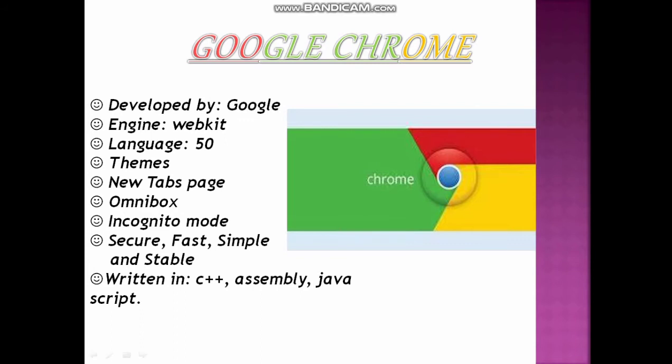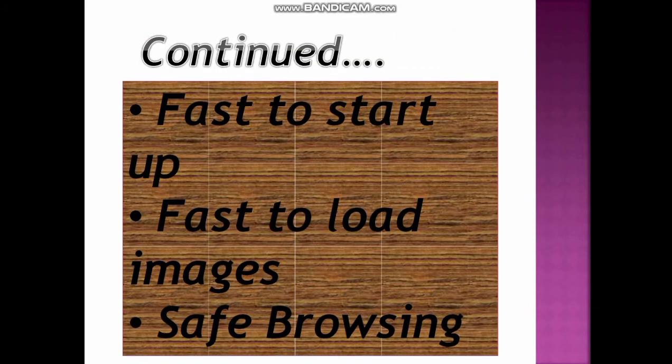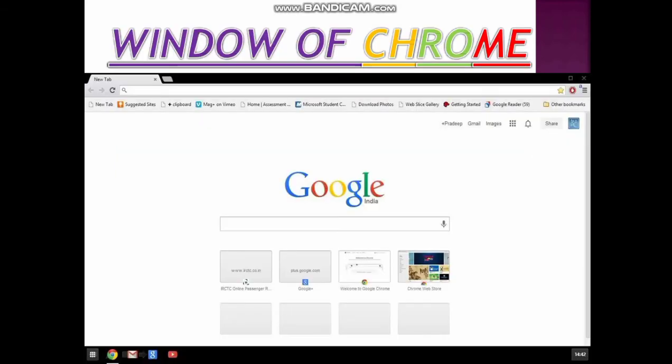And here at the bottom they have shown the languages in which it is designed. So Google Chrome is written in C++, assembly and JavaScript. So this is all about Google Chrome. Google Chrome is basically fast to start up, fast to load images and safe browsing. Like, your data is saved in a secure way. So as you can see, this is the interface of Google Chrome.